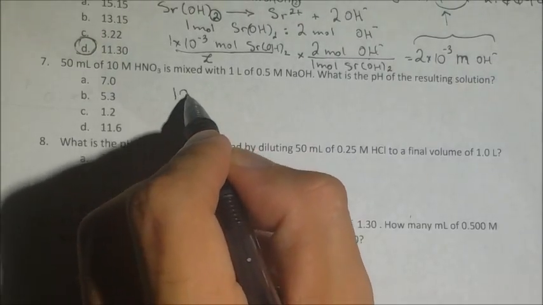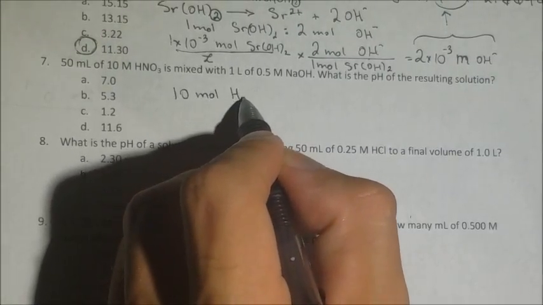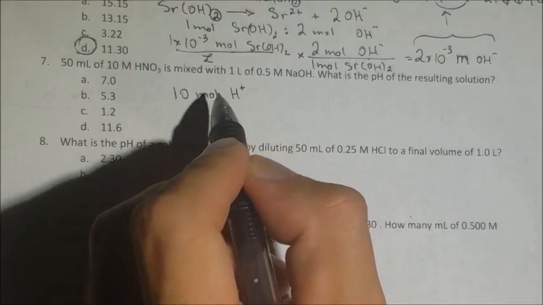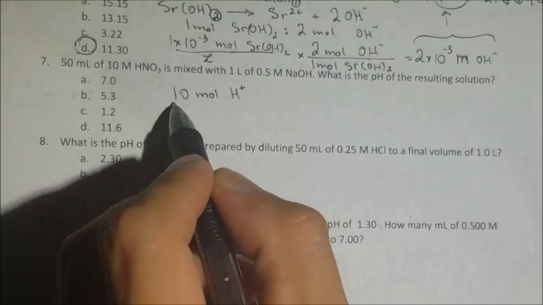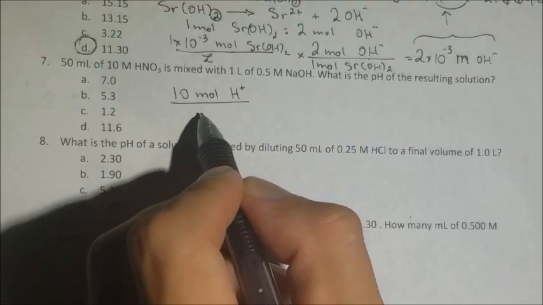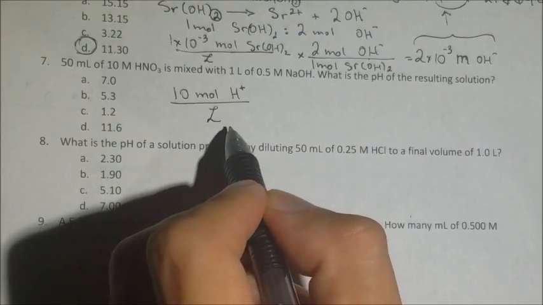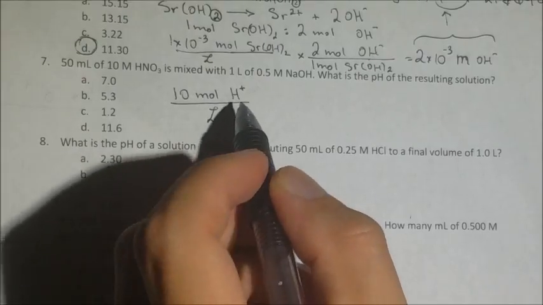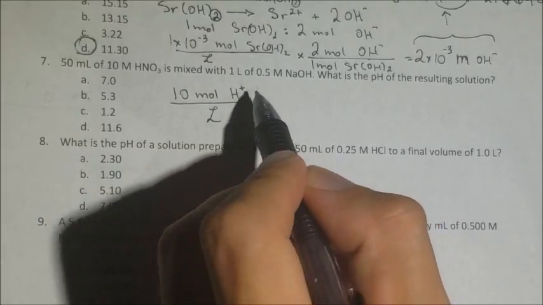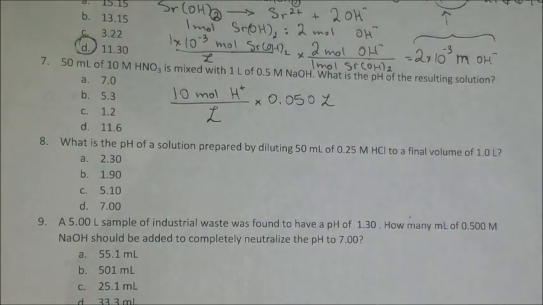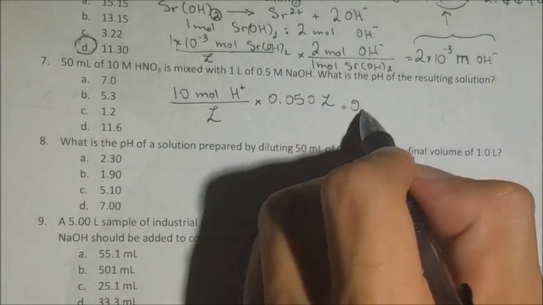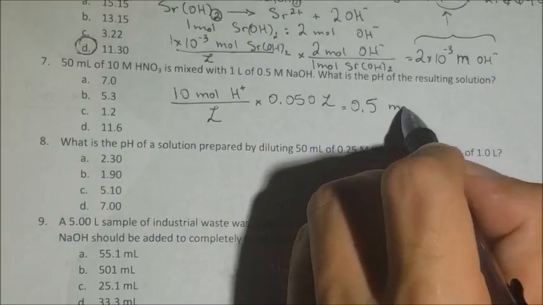So if we have 10 moles of H, we'll just say H plus, because nitric acid is a strong acid, so it's going to split up into H plus and NO3 minus. So there's 10 moles of H plus in a liter of nitric acid. That's pretty remarkable. That's a lot of hydronium. Okay, and we have 0.05 liters of it. So if we take 10 moles per liter and multiply it by 0.05, we would conclude we have 0.5 moles of H plus.